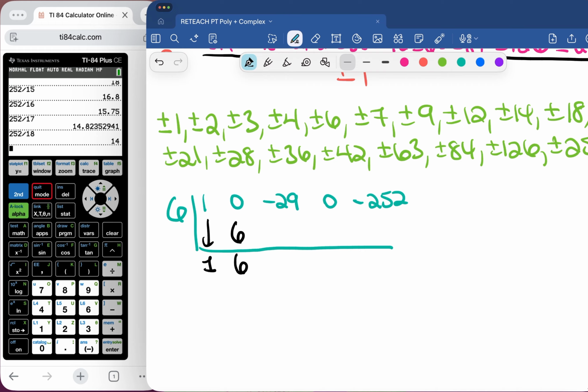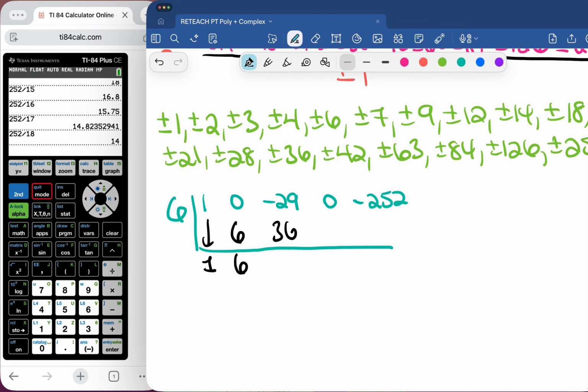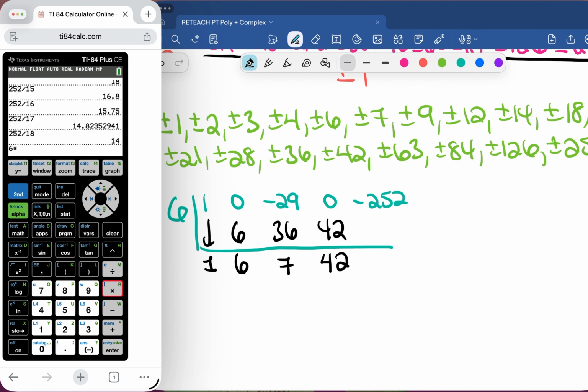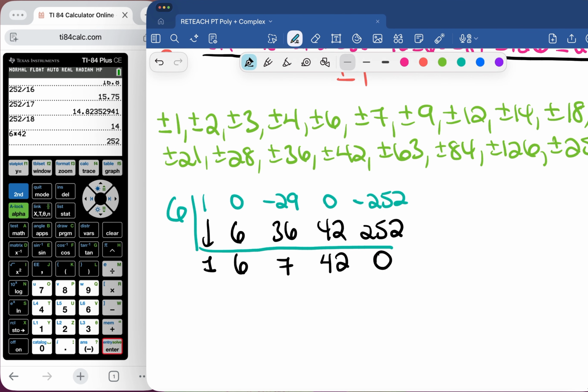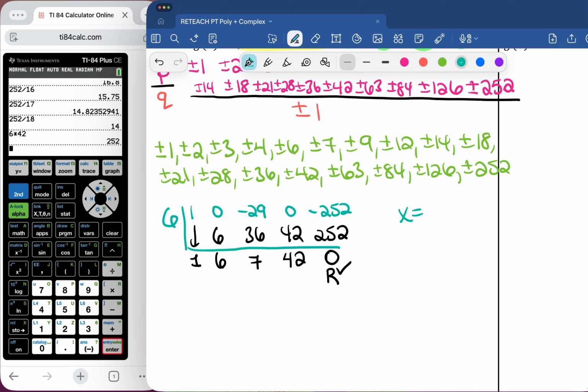And we start our process over again. Multiply 6 times 6. We're going to add -29 plus 36. And we're going to drop it down, multiply, add, drop, and I'm definitely going to use my calculator here. We're going to multiply, add, and drop that down. Because our remainder is 0, that means 6 is definitely an x-intercept. So we do have one of our zeros.